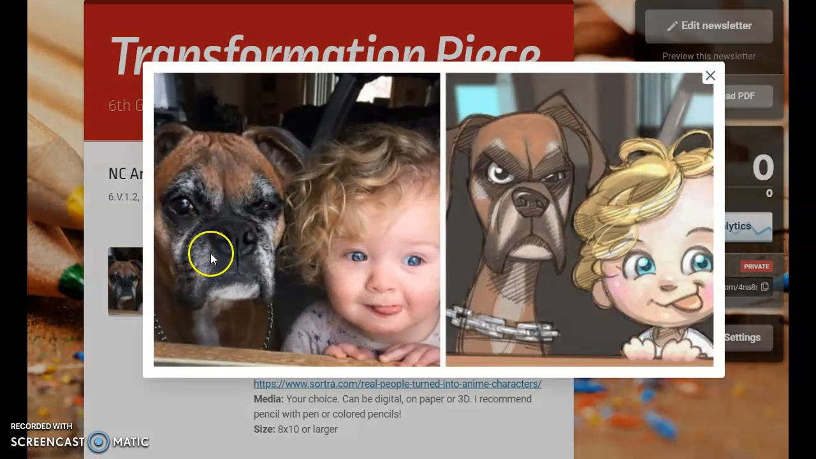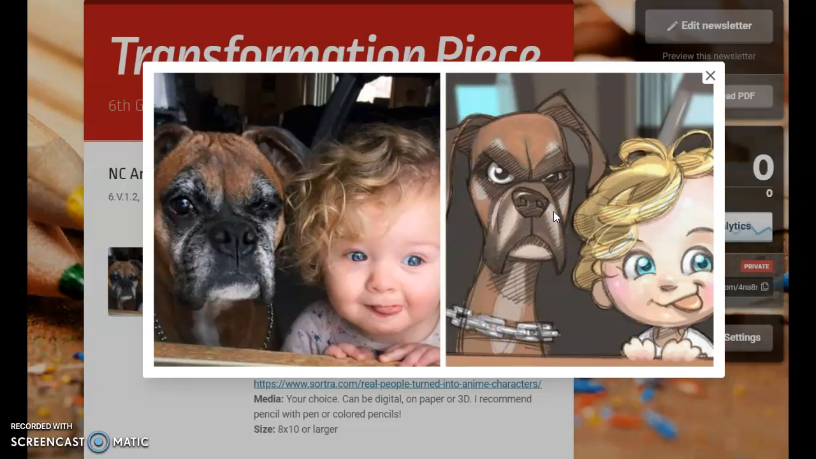So here's an example. This amazing artist, Robert DeJesus, does these really cool pieces where people send him photographs and he changes them into a cartoon. So here you see the actual photograph and then you see his cartoon. He creates his own style of cartoon. So this would be the Robert DeJesus style.